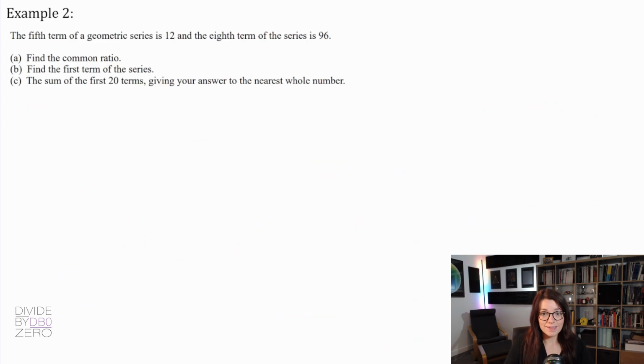Now in this context, n has to be a positive integer, so the highest value that n could be is 13. Example 2. The 5th term of a geometric series is 12 and the 8th term of the series is 96. Part A, find the common ratio.